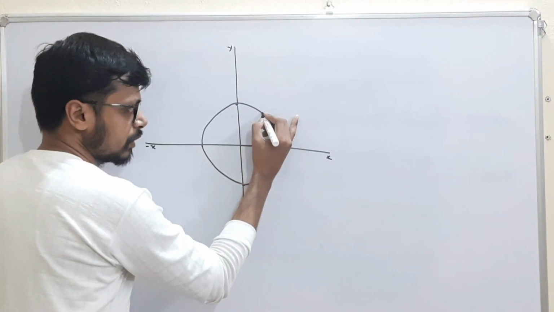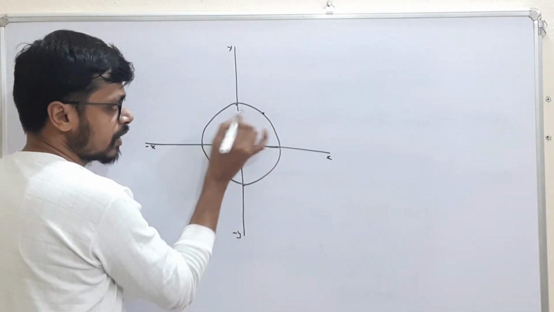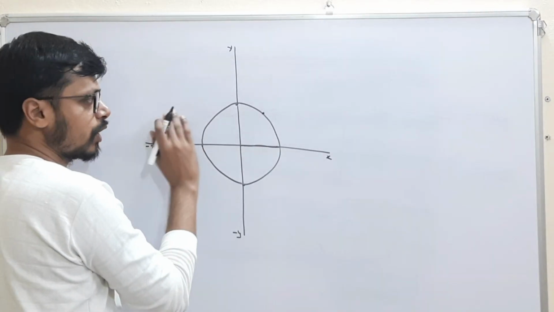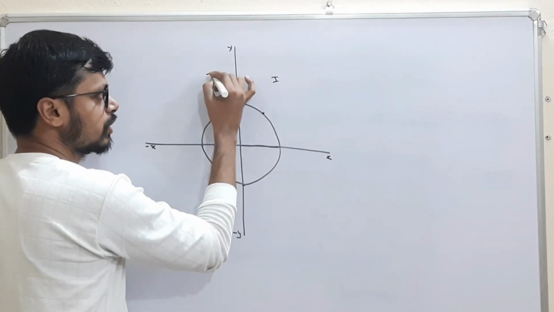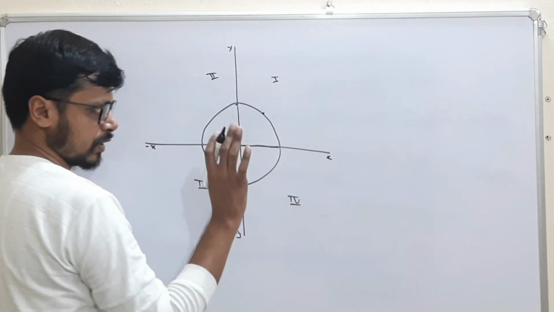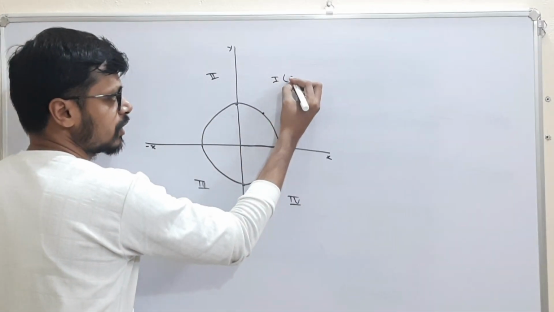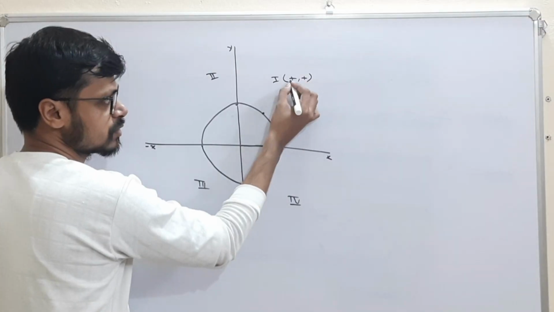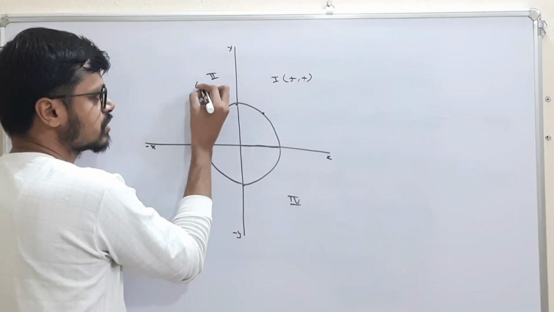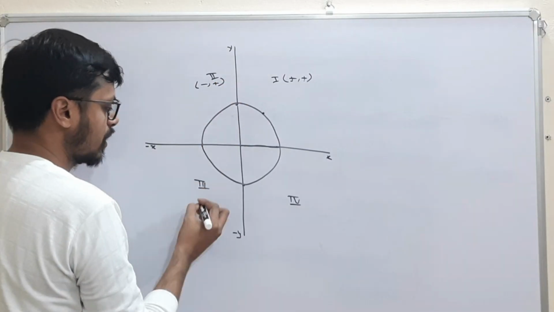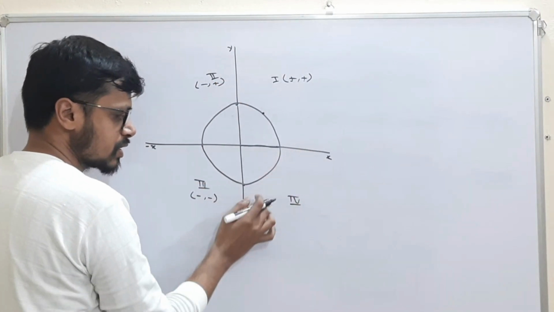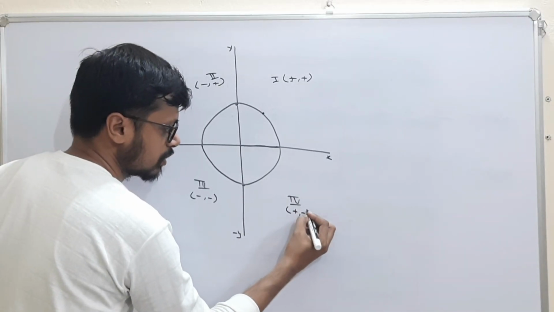Now take any point here. If you make the mirror image of it in the second quadrant, this is the first quadrant, this is the second quadrant, this one is the third quadrant, and this is the fourth quadrant. For our understanding and fast calculation, I am writing plus plus here, x also plus, y also plus. First we see the x-axis and then the y-axis. Here x is minus, y is plus, right? Here it will be minus minus, and here it will be plus minus, right?